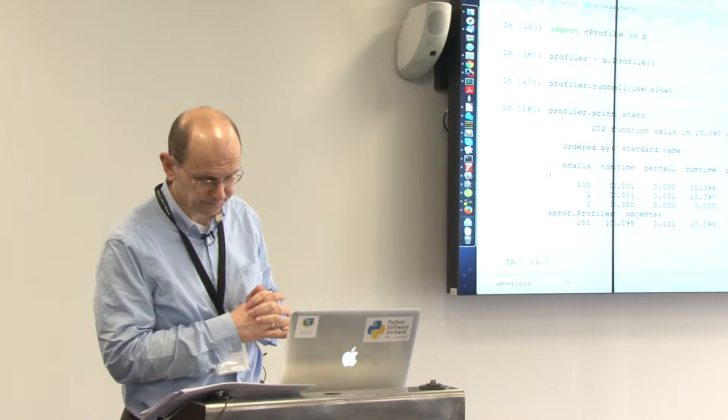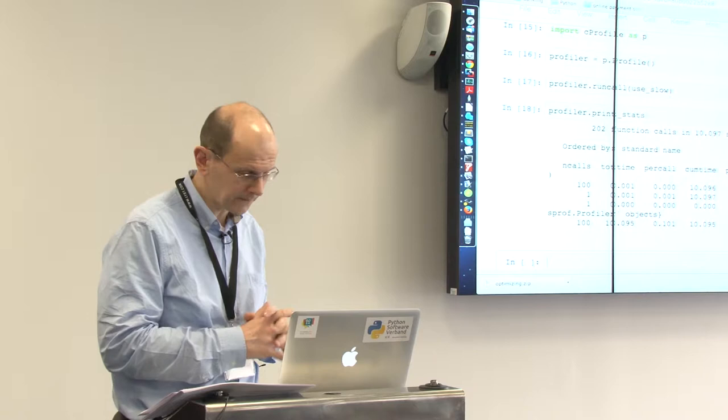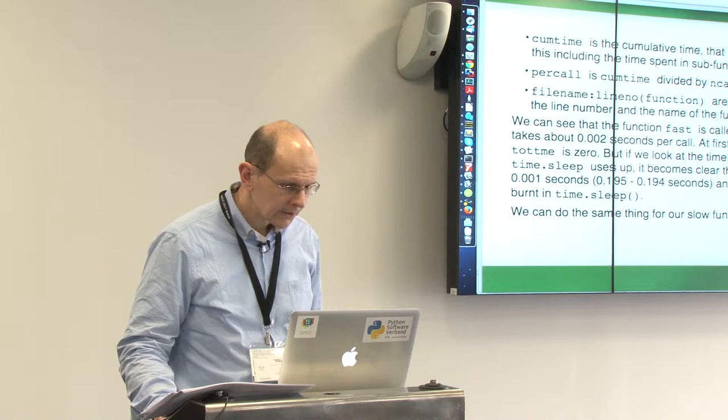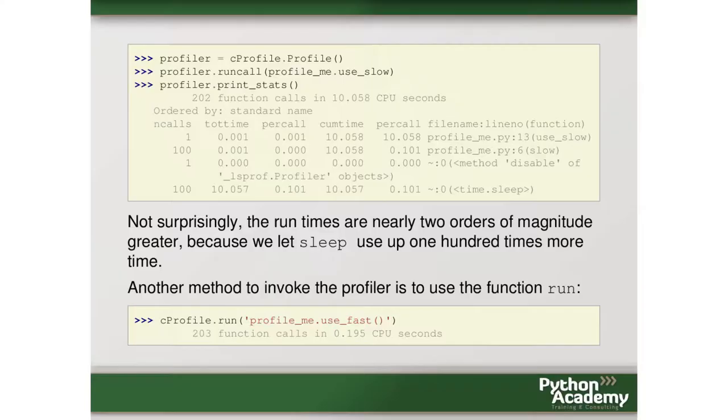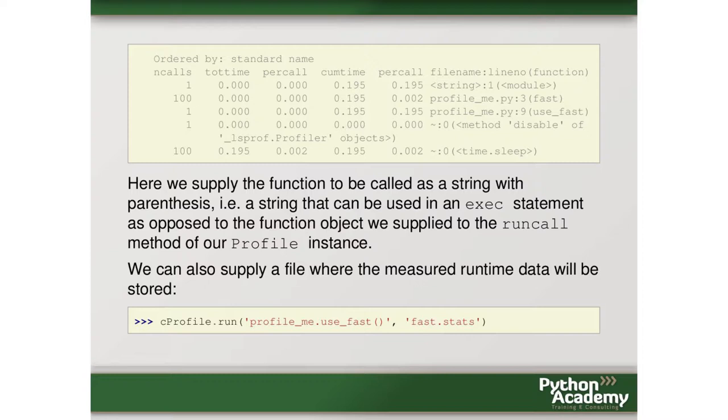So you can also run a string. That's what I did so far: I just put in the function object itself, but you can also put a string in here. A string you could always generate at runtime, and this also gives you the output for this function. Now you could also specify a file, and see now I specify the file fast starts here, and now Python stores the results of this profiling in this file.